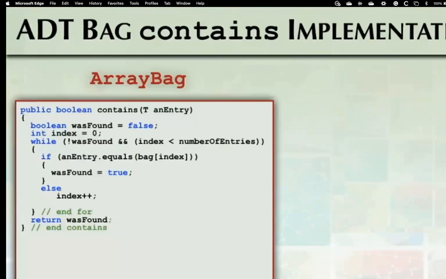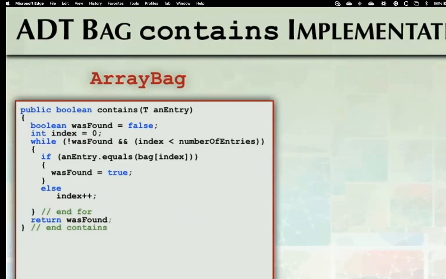The contains method searches the array bag implementation for a given entry. The basic operation for this method is comparison. As mentioned earlier, the method would make one comparison in the best case and n comparisons in the worst case, assuming that the bag contains n entries. So what do you think the big O notation for that one would be, based on what was just said? Best case is 1, worst case is n. What do you think? Anybody have an idea? Well, the worst case is n, so guess what? It's big O notation n.